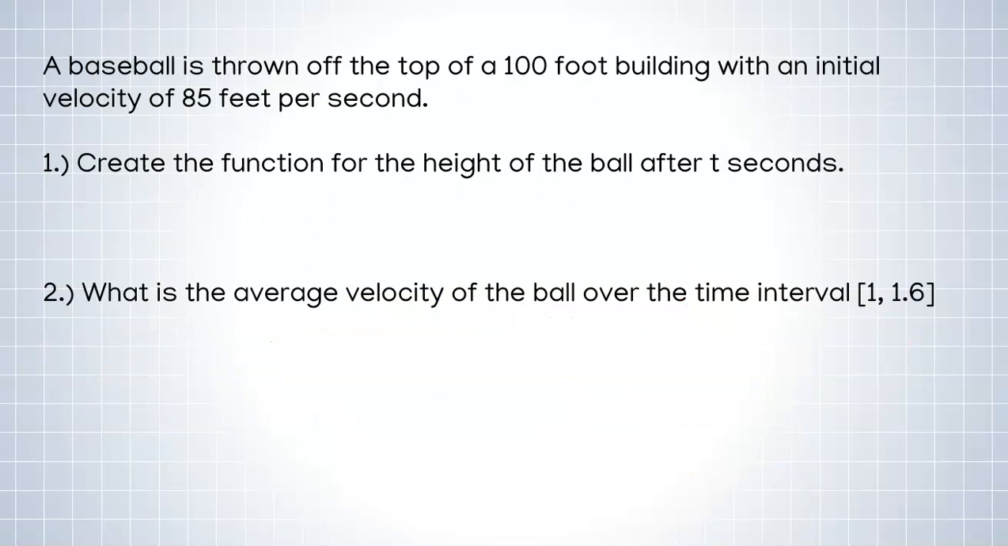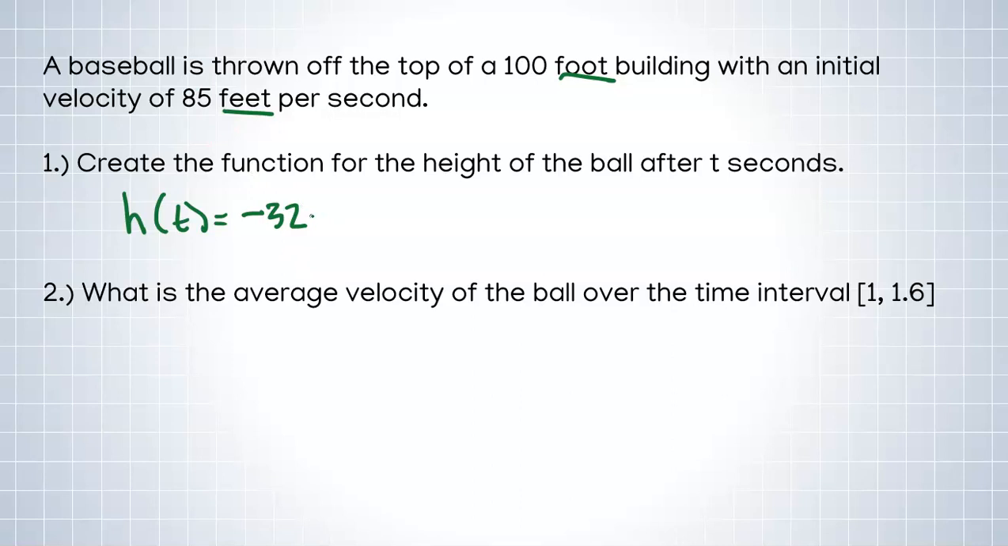A baseball is thrown off the top of a 100-foot building with an initial velocity of 85 feet per second. Couple questions here. Create the function for the height of the ball after t seconds. Okay, this is easy. I'm just going to use my formula. So the height of the ball after t seconds is going to be, okay, well, now I measured in feet. The initial height was in feet. The initial velocity was in feet. So I'm definitely going to use the negative 32 here.